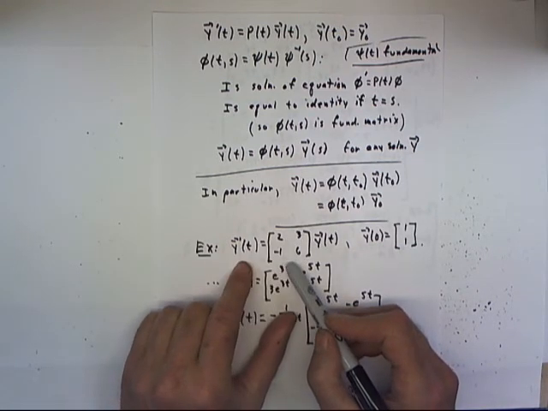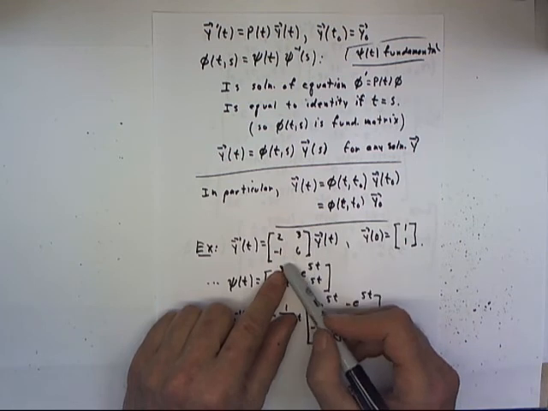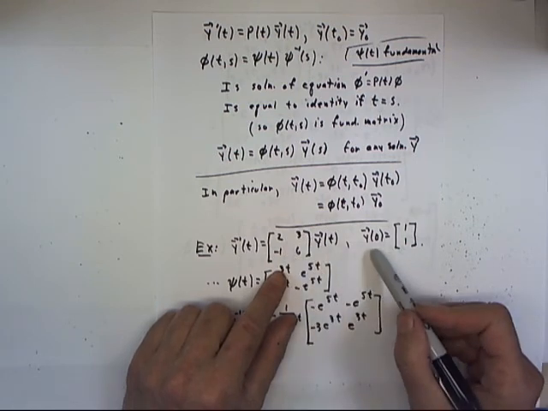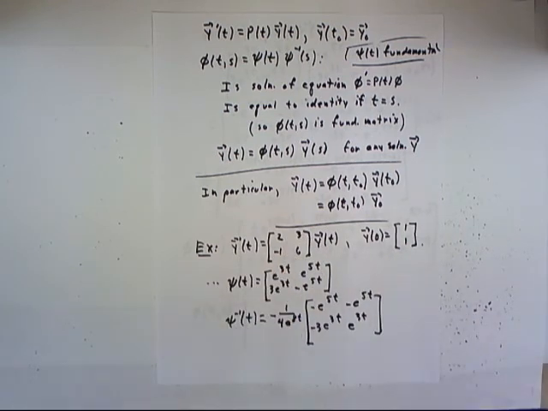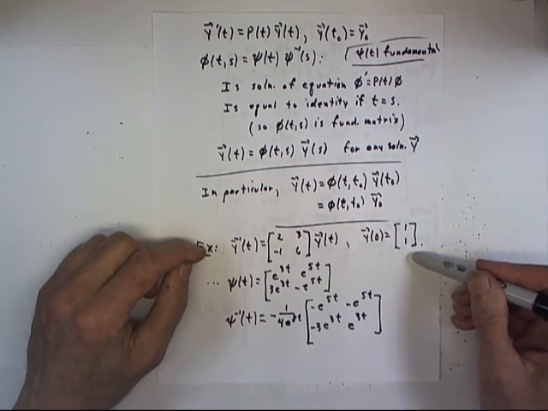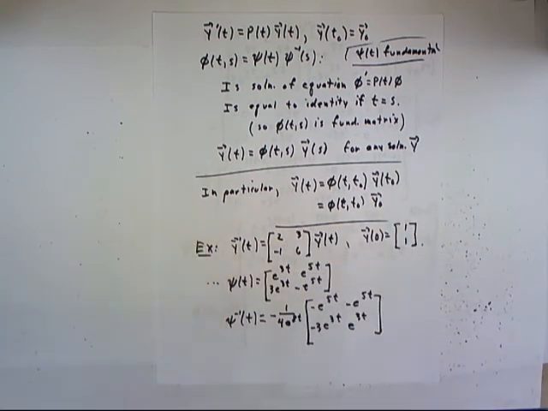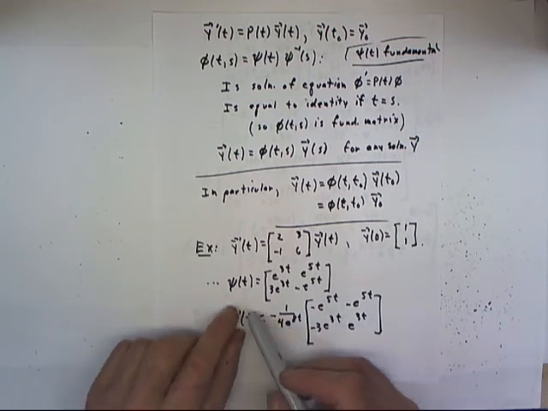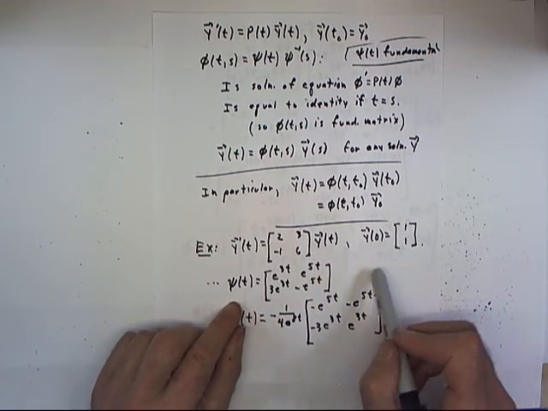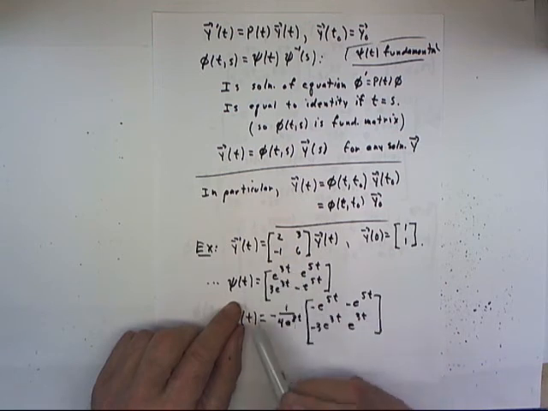I'd posed the problem y prime of t equals the matrix [2, 3; -1, 6] times y of t, with y of 0 equal to the vector (1, 1). We want to apply the propagator matrix to solve this initial value equation system.